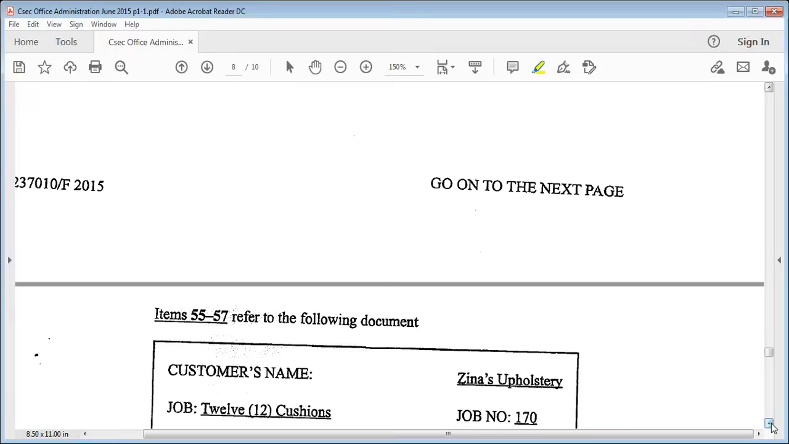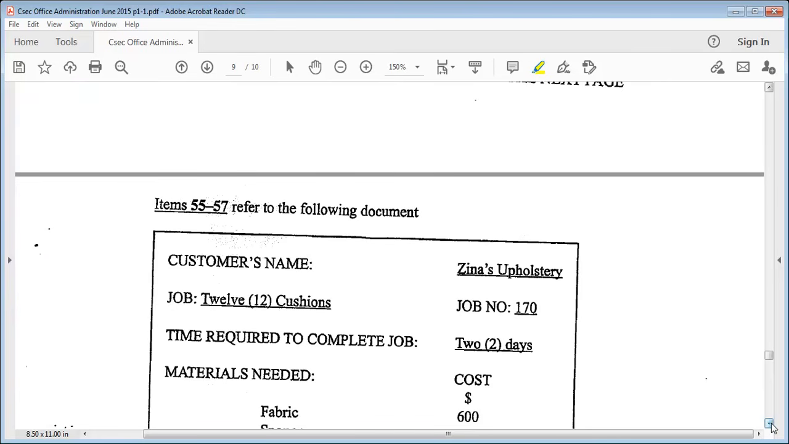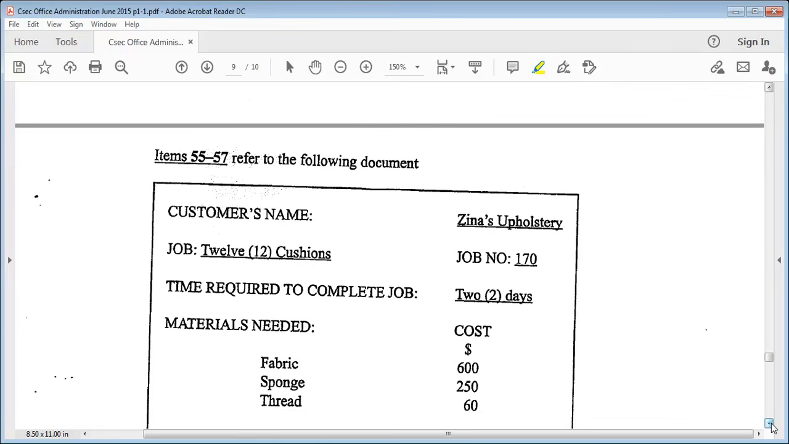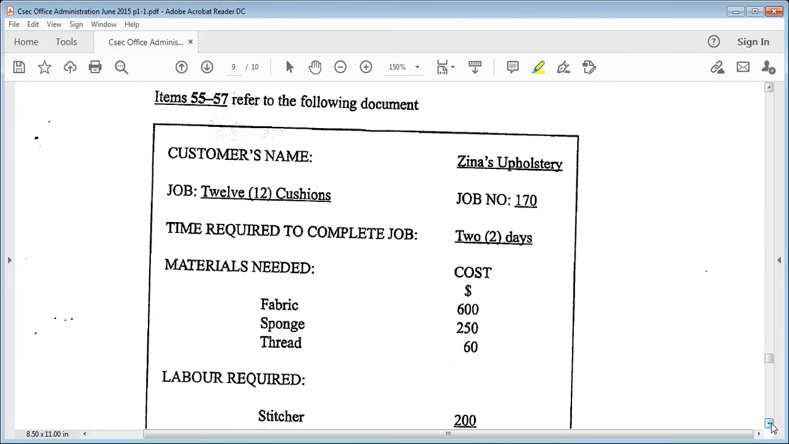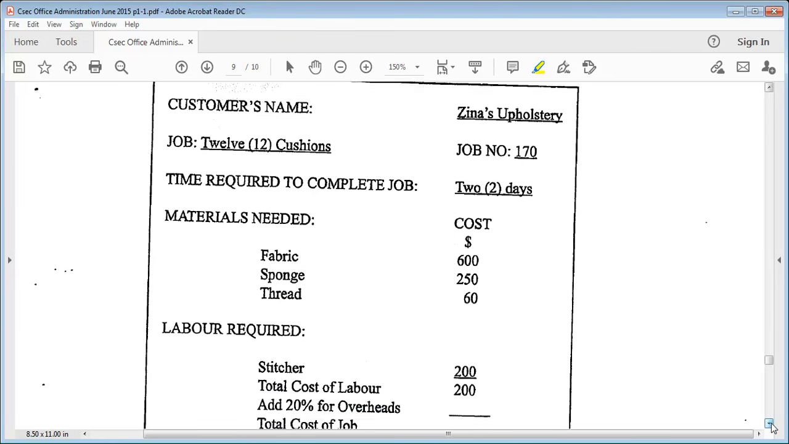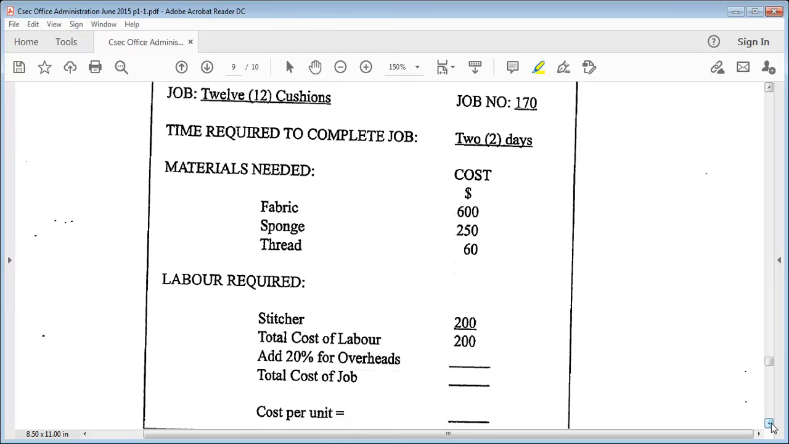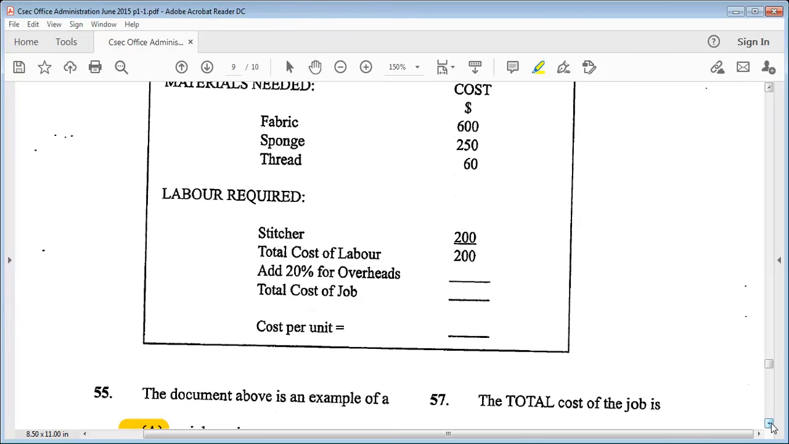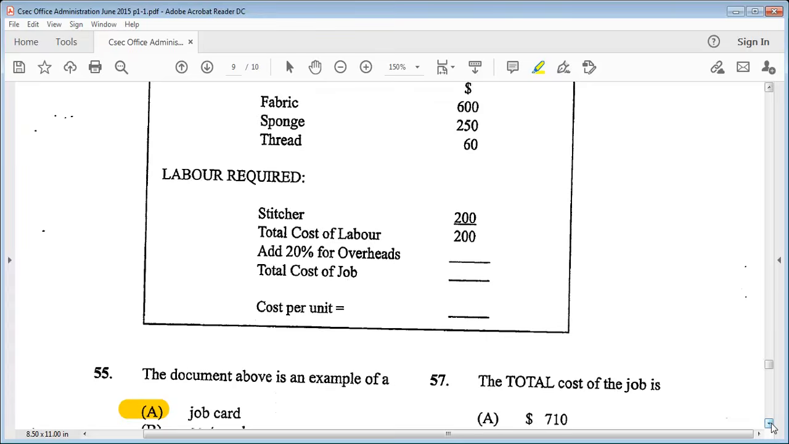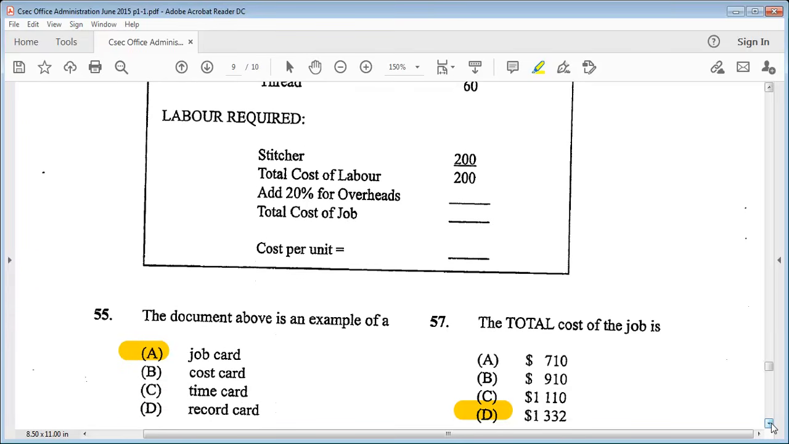Let's go on to question number 55. Items 55 through 57 refer to the following document. Customer's name, Zena's Upholstery. We see job, 12 cushions. We have the job number 170. Time required to complete job, 2 days. Materials needed, we have the fabric, sponge, thread. We see the cost. The labor, stitcher 200, total cost of labor 200. Add 20% for overheads, total cost of job, and the cost per unit.